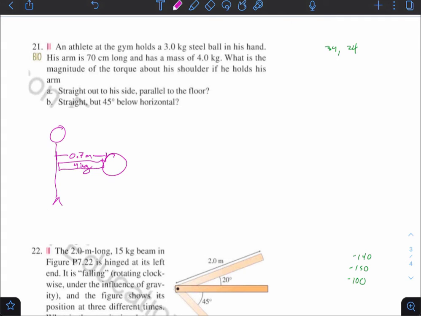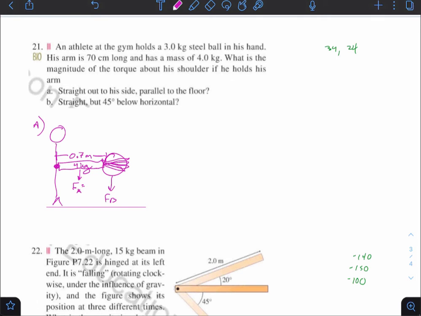And what is the torque on his shoulder if he holds his arm straight to the side, parallel to the floor? Well, that's what we have in image A. So we have 2 torques, 2 rotational forces about this pivot point of his shoulder. We have the torque of the arm, or rather the force of the arm, that will create a rotational torque. And we have the force of the ball. Do we know the mass of the ball? Yeah, 3 kilograms. And let's put some fingers on this. There we go.